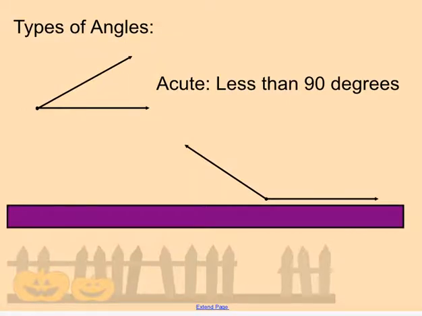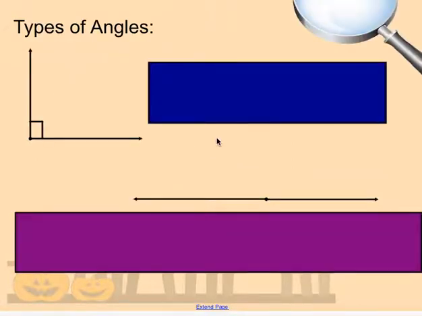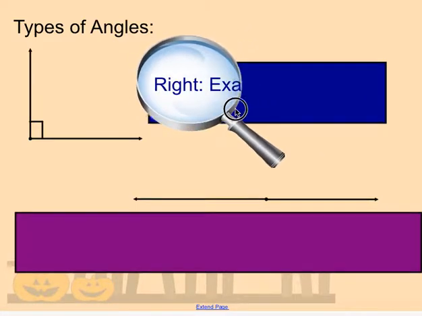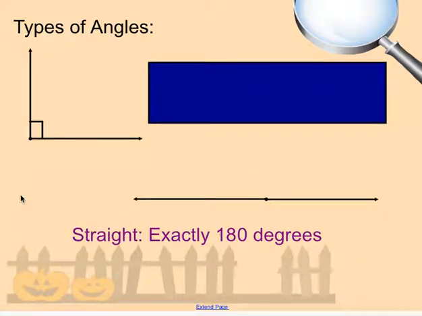So just to practice, we have our acute angle, which is less than 90 degrees, our obtuse angle, which is between 90 and 180. We have a right angle, which measures exactly 90 degrees, and a straight angle, which is exactly 180.